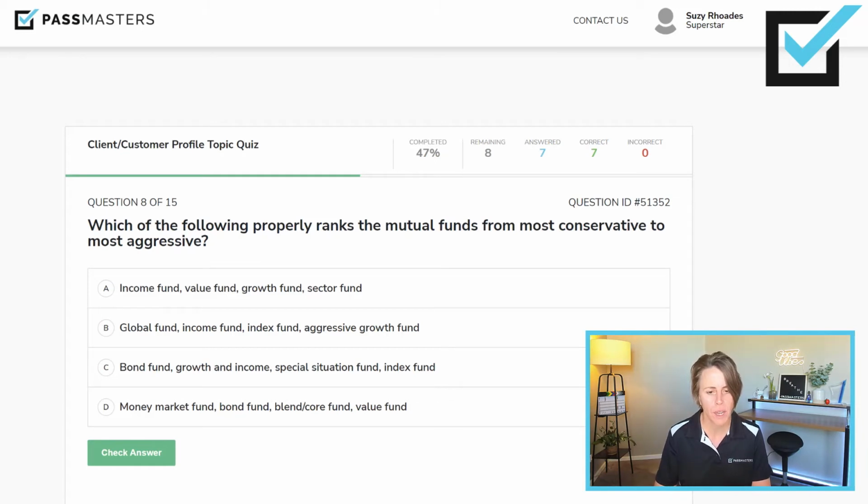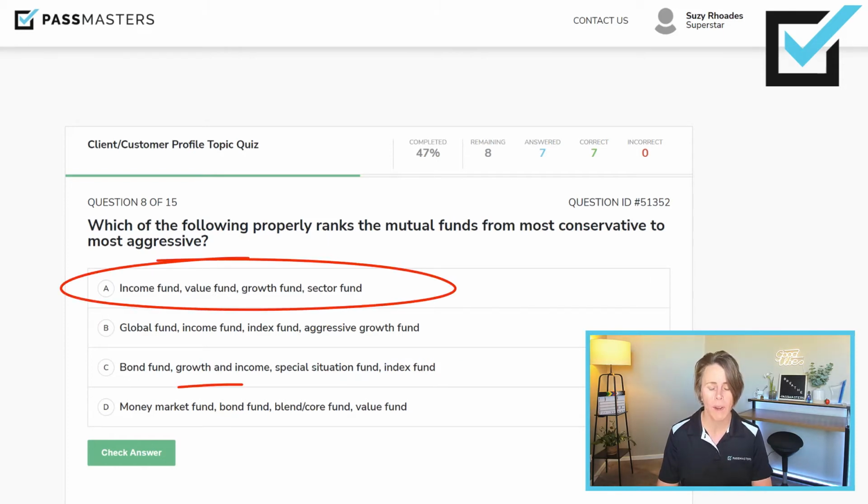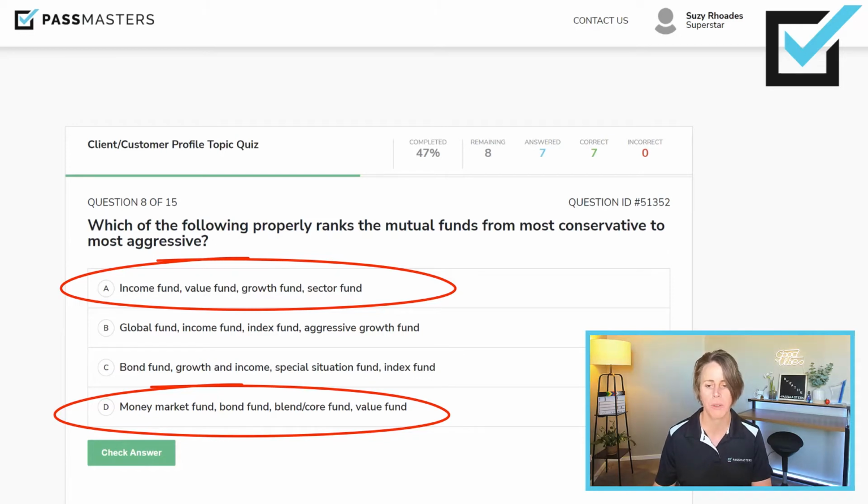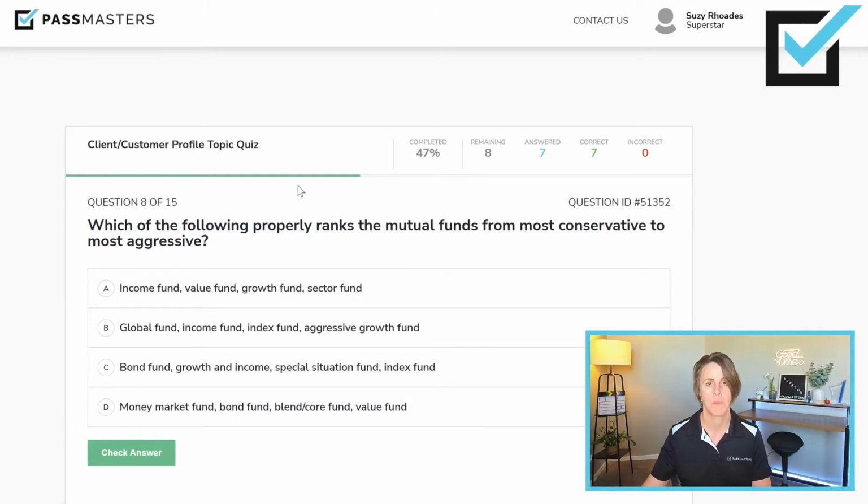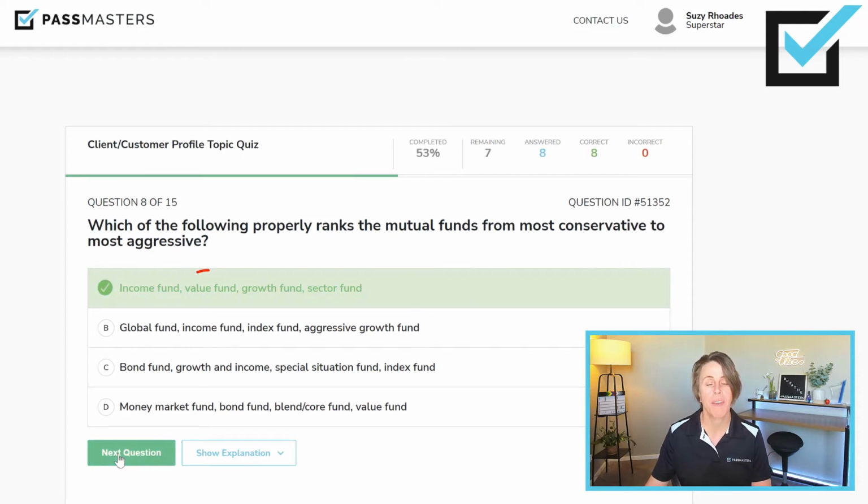Income fund, value fund, growth fund, sector fund. Now those are all on the equity side. We have global fund, index fund, aggressive growth fund. No, definitely not that. Bond fund, growth and income, special situation index fund. No, because the index fund is definitely more conservative. So we have the two, either income fund, value fund, growth fund, sector fund, or money market fund, bond fund, blend core fund, value fund. Which of those ranks them from most conservative to most aggressive? The correct answer is income fund, value fund, growth fund, sector fund. So the value fund is more conservative than the growth fund. It would be also more conservative than this blend core fund.